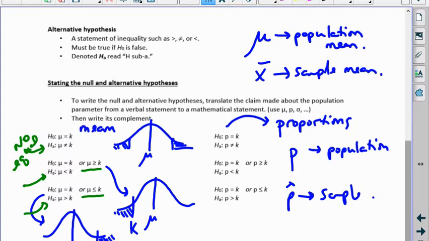So if you see that a claim is saying something like this, it tells you what the complement is that you're going to have for the no-equal statement. But you can always write your null hypothesis exactly like this with an equal sign.